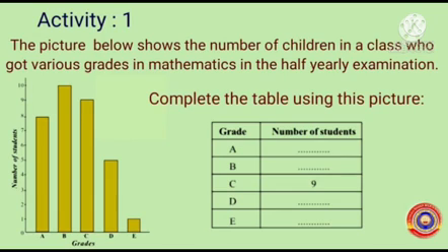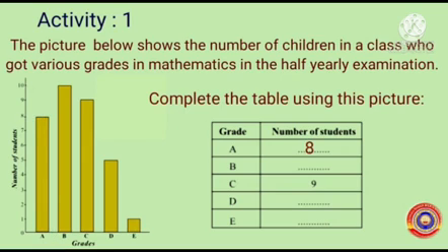See, in this bar graph, the vertical line is marked from 0, 1, 2 up to 10, and this shows the number of students. And the horizontal line is marked as A, B, C, D and E. It shows various grades. Rectangles of the same width are drawn for each grade, and the height of the rectangles shows the number of students. Look at this picture. How many students got A grade? The number of students who got A grade equals 8.